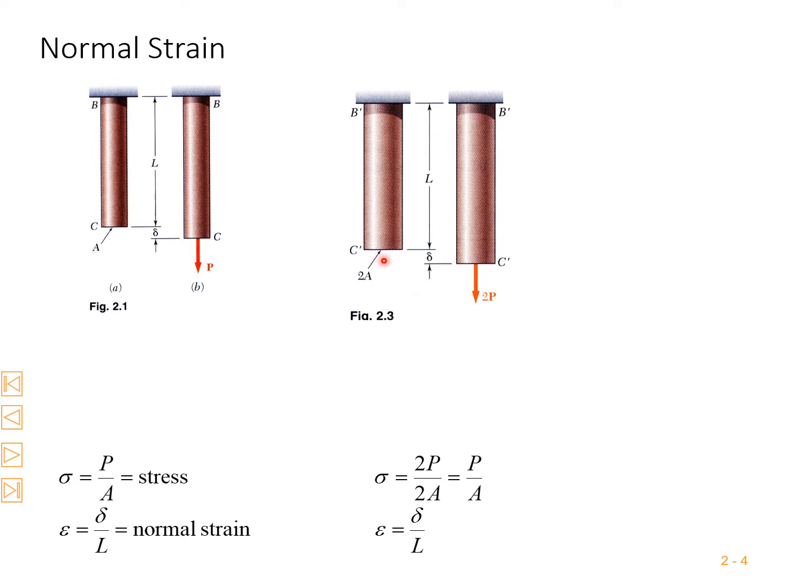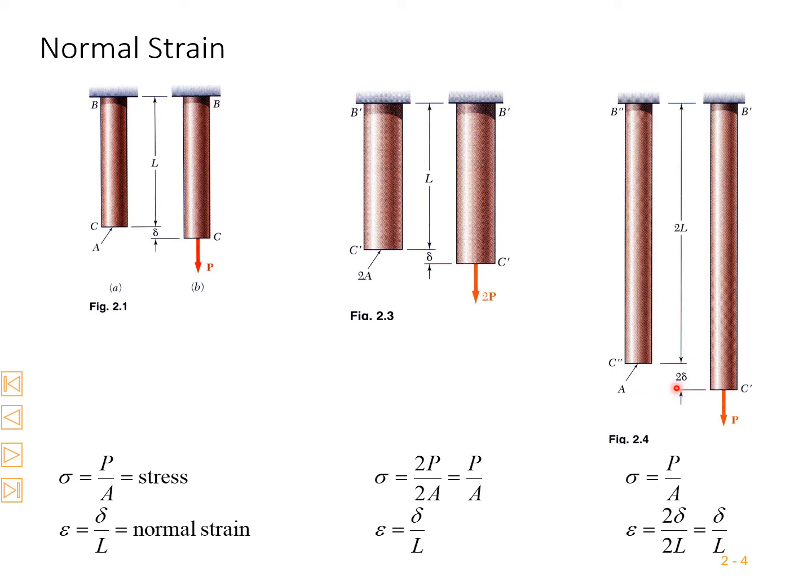And here you can see if I apply 2P, the load is twice what we saw in figure 2.1, and if the area is also twice, then the stress is 2P divided by 2A, which is nothing but P by A, and the elongation is also delta by L. So the load increases and the area increases, but the stress remains the same.